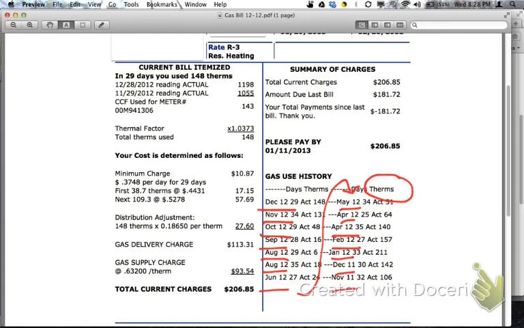2011. Again, what we're going to want is 12 months of data, and I've got more than 12 months of data here. So when we do our addition of the months of data, we only want to take 12 months. Okay, and again, we'll take out our calculator, and we can add up the number of therms, and that's what will go into the spreadsheet.